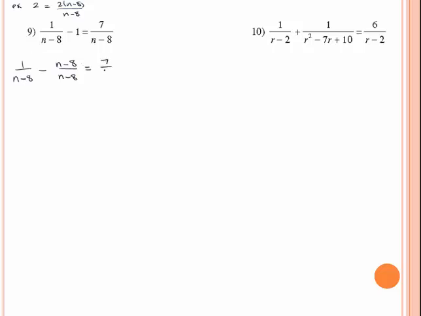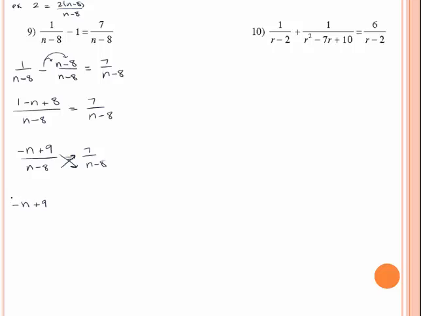I have to distribute that negative. So I'm going to have 1 minus n plus 8 over n minus 8 is equal to 7 over n minus 8. That gives me negative n plus 9 over n minus 8 is equal to 7 over n minus 8. Cross multiply, and you'll have negative n plus 9 times n minus 8 is equal to 7 times n minus 8. Dividing both sides by n minus 8 will cancel those out.